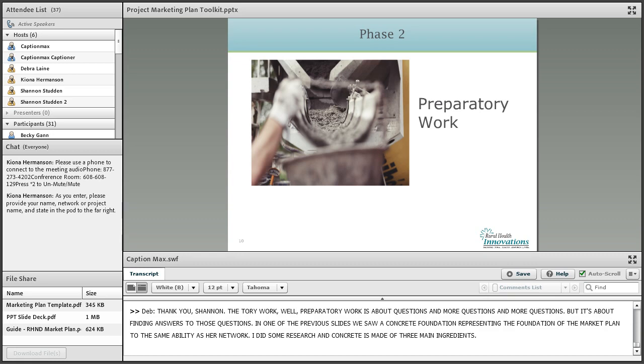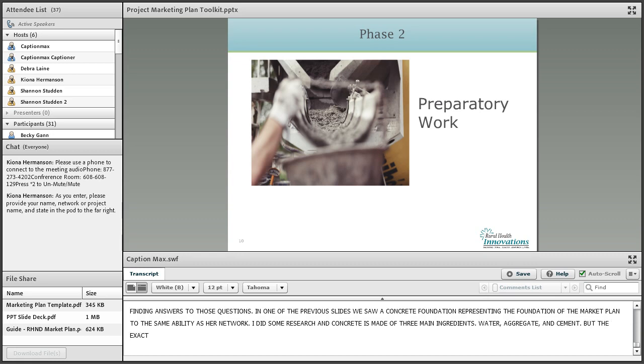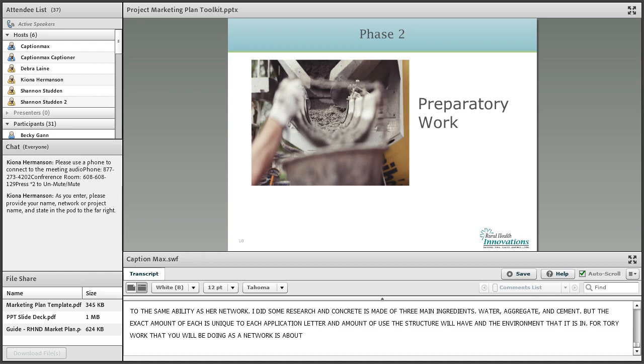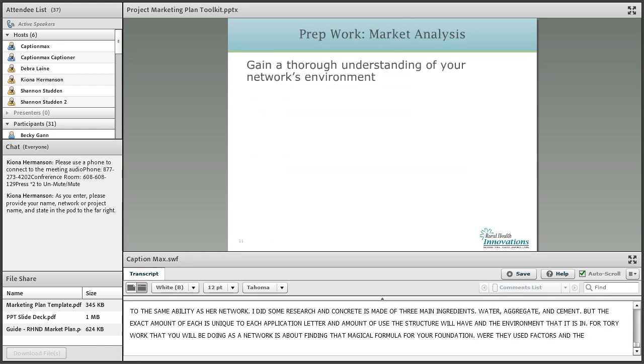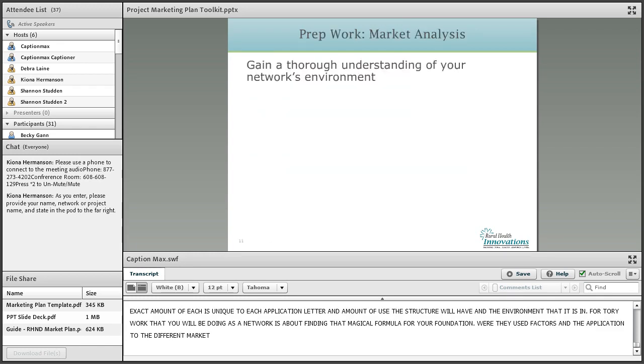I did some research, and concrete is made of three main ingredients: water, aggregate, and cement. But the exact amount of each is unique to each application, the amount of use the structure will have, and the environment that it is in. The preparatory work that you will be doing as a network is about finding that magical formula for your foundation. What is the environment? What are the use factors? And the application to the different market segments.